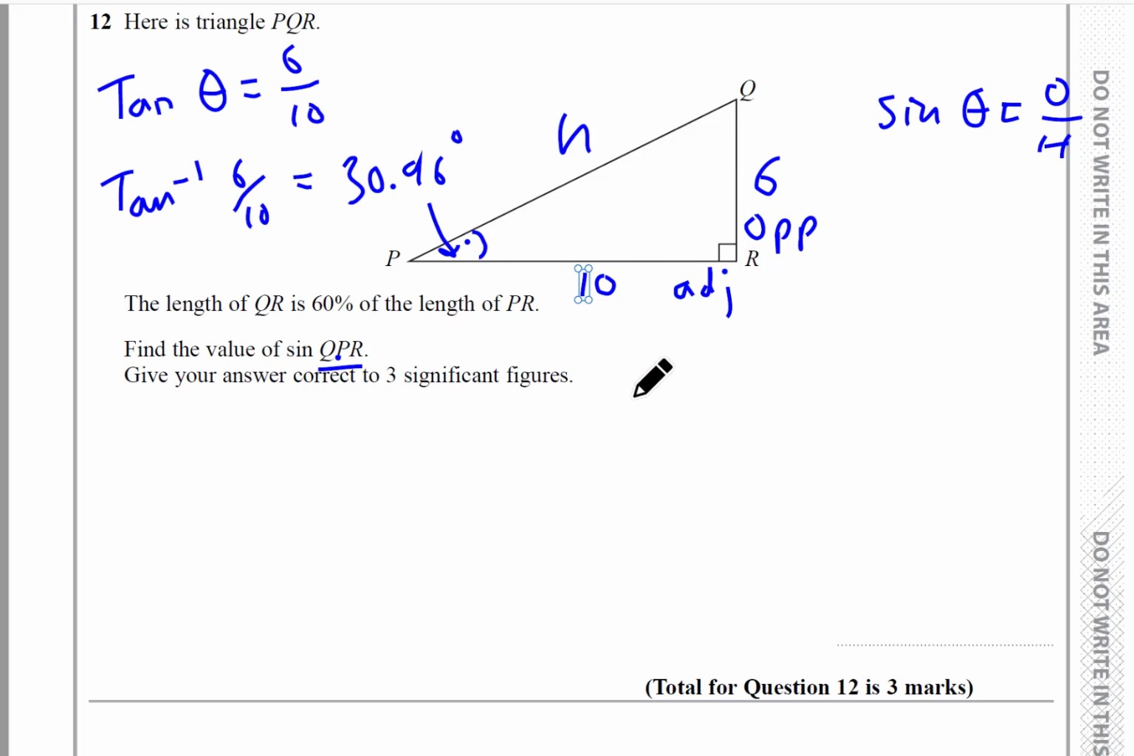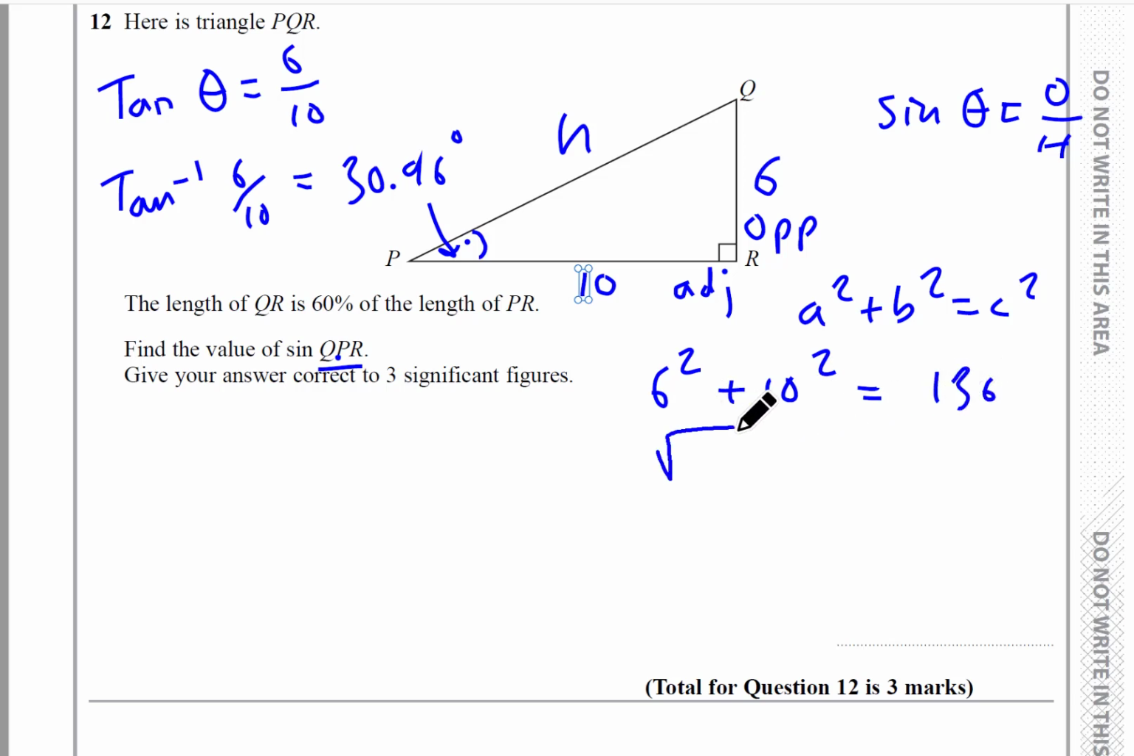We can use Pythagoras because it's a right angled triangle, so we just do a squared plus b squared equals c squared. So that's 6 squared plus 10 squared. That is 36 plus 100, so that's 136. What's the square root of 136? Well, I'm just going to keep that as that for now. That's the length of h.